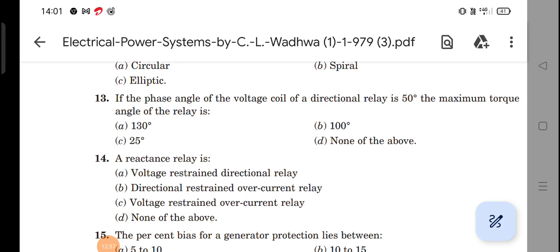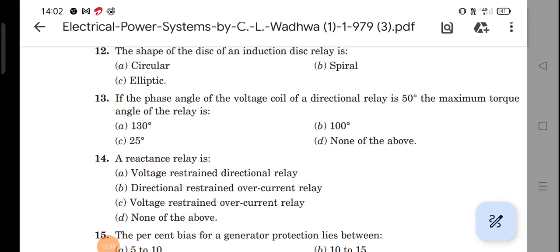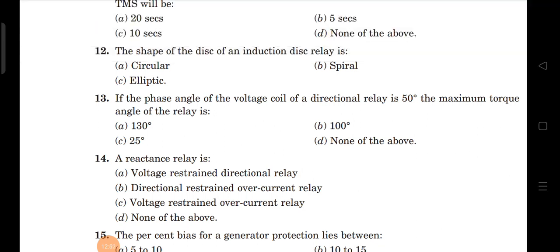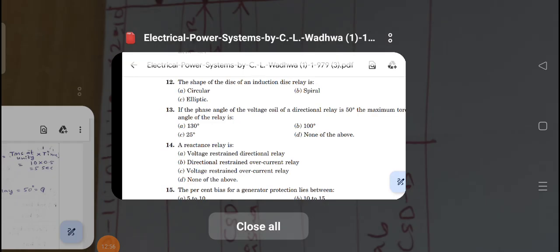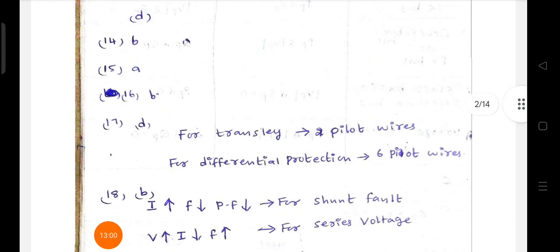Next, 14th question. A reactance relay is: option A voltage restrained directional relay, option B directional restrained overcurrent relay, option C voltage restrained overcurrent relay, option D none of these. I can explain this point clearly. Now see here, the 14th one answer is B.